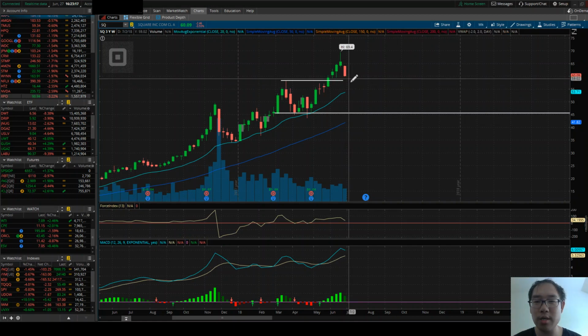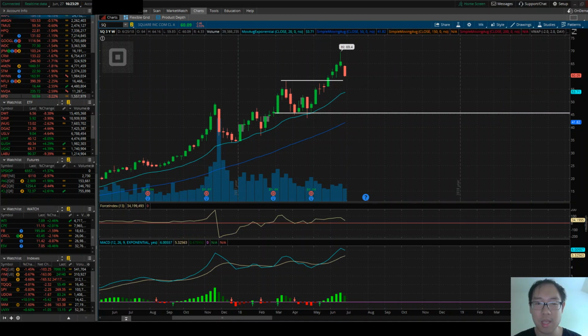I would not catch it. You might want to think there's a support, you guys can see, around 58.77. That's a little more than a dollar away, but I still want to get down here before I look for an entry point.